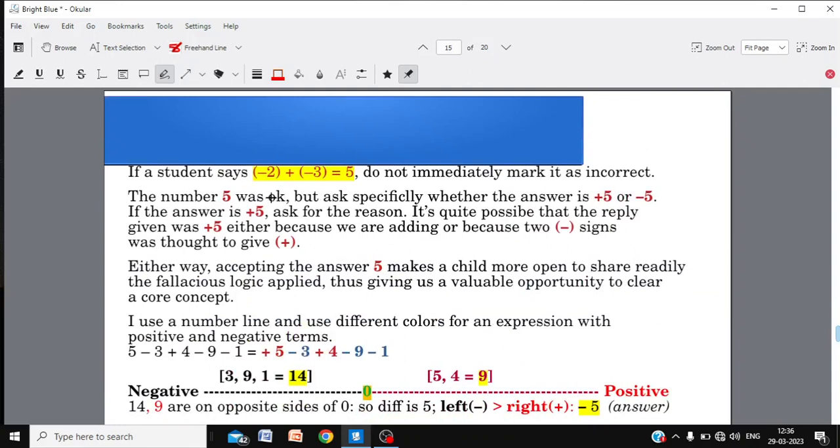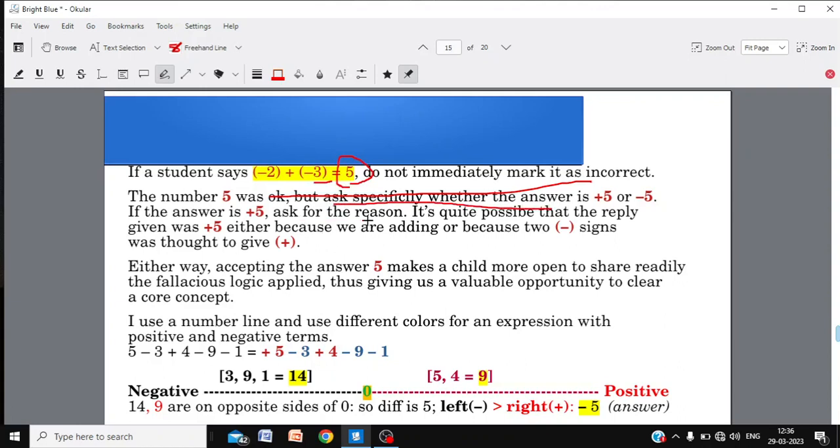If a student says -2 and -3 make 5, do not immediately mark it as incorrect. It is 5, then what 5 is it? Is it +5 or -5? Now ask specifically whether the answer is +5 or -5.